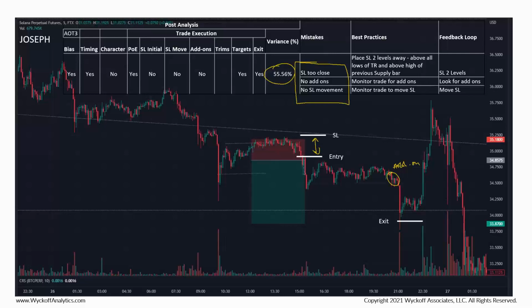Monitor the trade for add-ons, and that's definitely going to help with the efficient use of capital. And monitor the trade to move the stop loss as long as there's good logic for doing that. And finally, with the feedback loop: stop loss 2 levels away, look for add-ons and move the stop loss. So he's basically taking the observations from this trade and creating a feedback loop for future trades, which is just great post-trade analysis. And that's what it's for. That's why we do this.